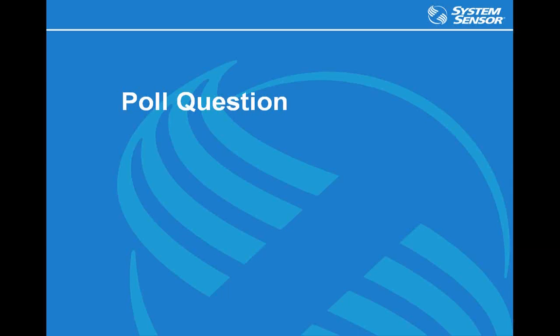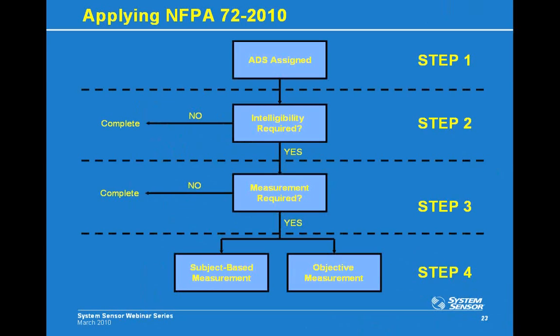So in a nutshell, this chart will illustrate what the code changes are saying. The process starts with determining the different acoustically distinguishable spaces. Then you'll determine whether or not intelligibility will be required. If it's not, your process is complete. If intelligibility is required, you'll move on to the next step, deciding if measurement is or is not required. If measurement is not required, the process is again complete. But if measurement is required, then you'll have a final step in deciding what type of measurement will be performed. It could be either subjective-based measurement or objective-based measurements.